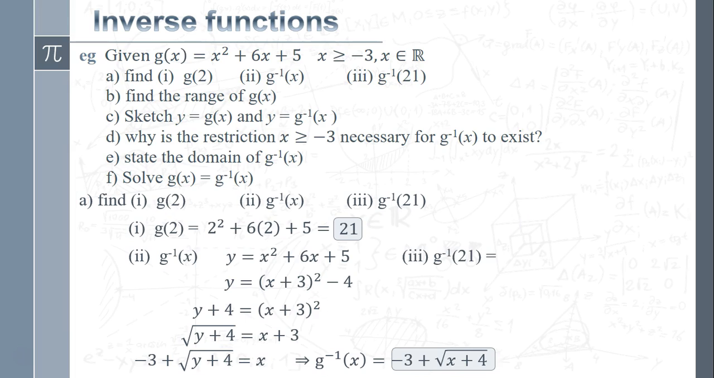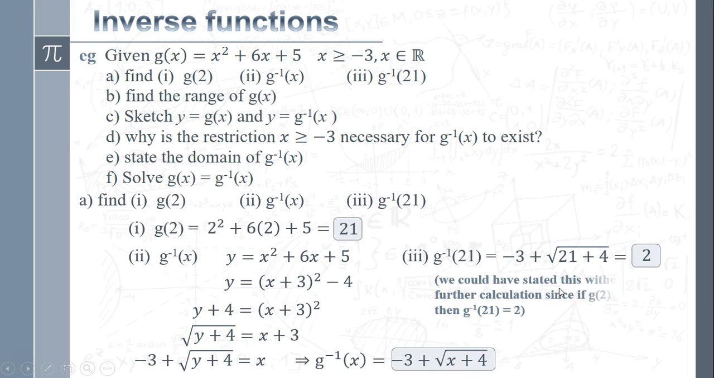So here we go, g to the minus 1 of 21, so we're going to put 21 back into here. So that's minus 3 plus the root of 21 plus 4, so that's minus 3 plus the root of 25, which is 5, so that's going to be 2.